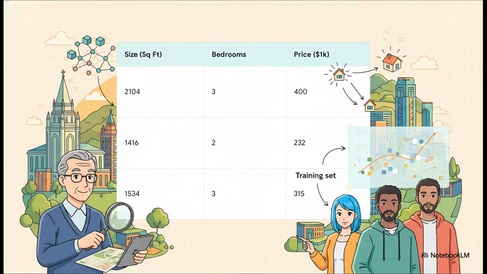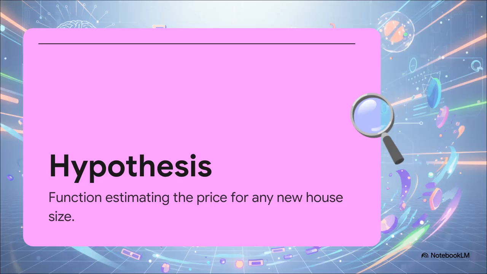We've got our inputs, the square footage and the number of bedrooms, and our target output, the price. To build a learning algorithm, you absolutely have to start by feeding it a training set exactly like this one. Now, the machine's entire job is to look at that data table and output what academics clunkily call a hypothesis. It's just the function outputted by the learning algorithm that estimates the price for any new house size. Simply put, it's just the rule or the formula the machine uses to make its predictions.